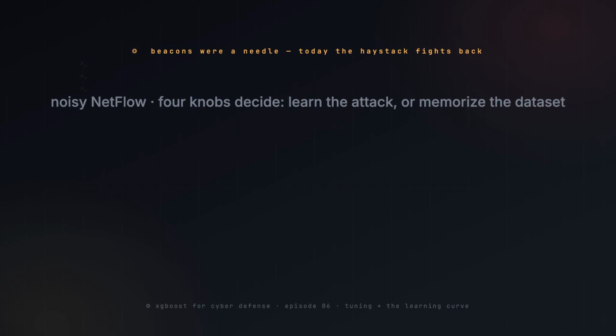Last episode, we caught ransomware beacons hiding in 1.5% of traffic. Scale pos weight tilted the gradient back toward the rare class, and recall jumped. But beacons are a needle. Today, the haystack fights back.